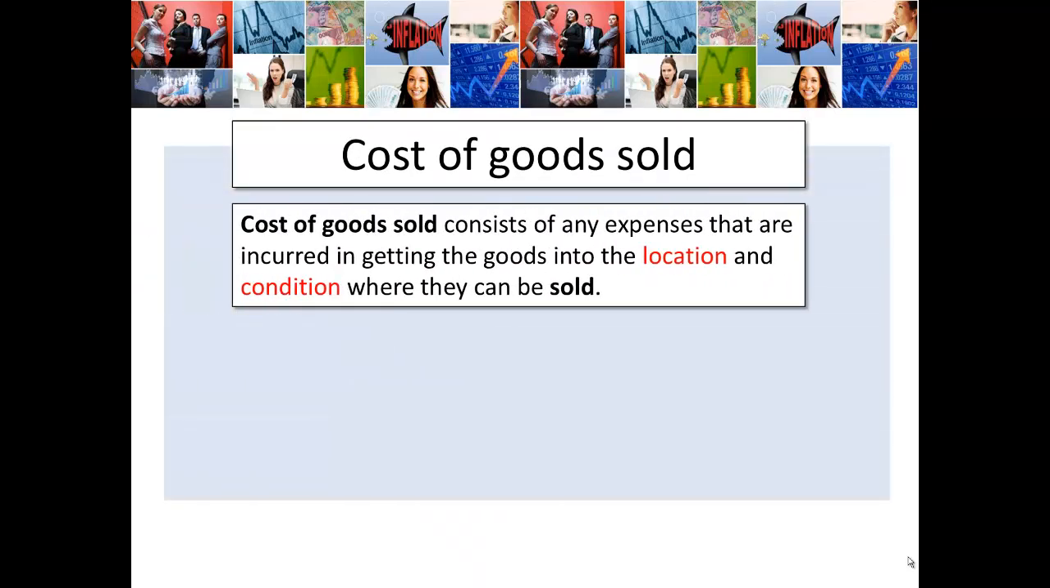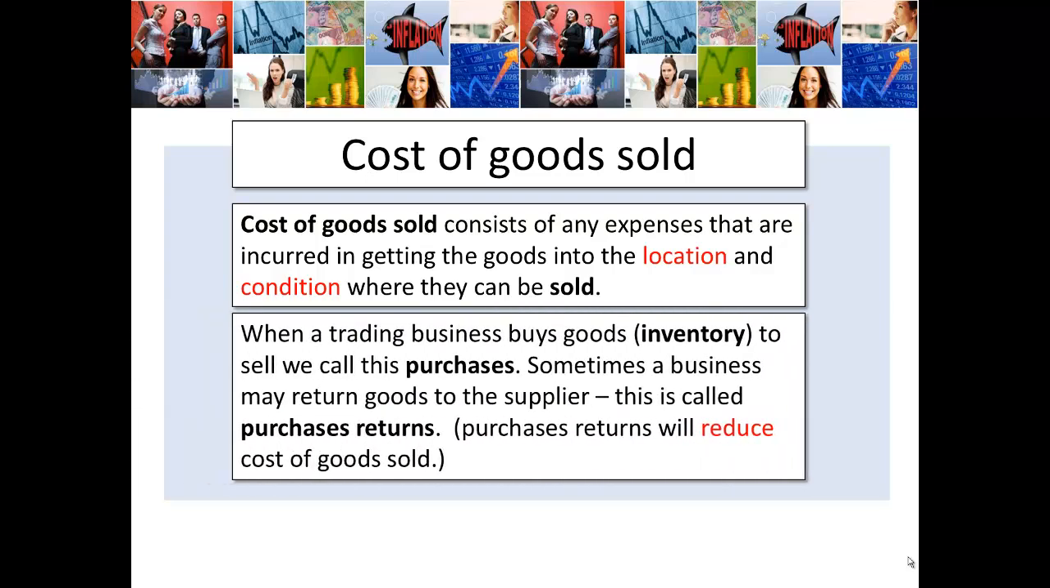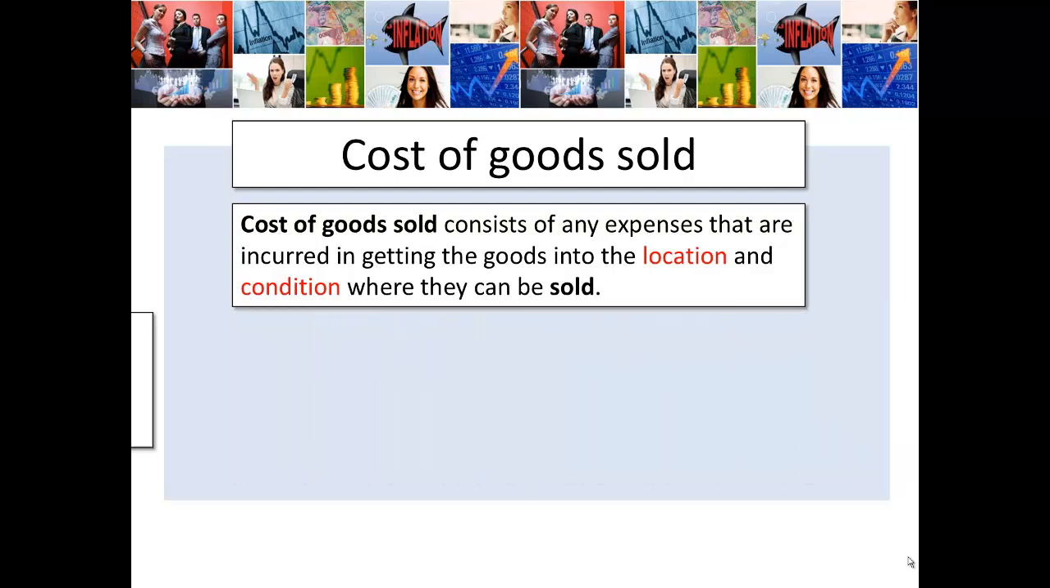Cost of goods sold. Now these consist of any expenses that are incurred in getting the goods into the location and condition where they can be sold. Key definition. So when a trading business buys goods, our inventory, to sell, we call this purchases. Now sometimes a business may return goods to the supplier, and we've hit this already. This is called purchases returns. Purchases returns is going to reduce the cost of goods sold because that money is in effect refunded, reducing the amount the business is spending on purchases.